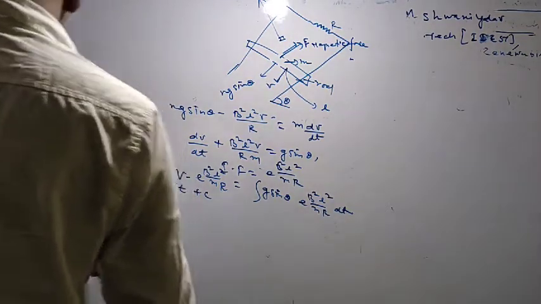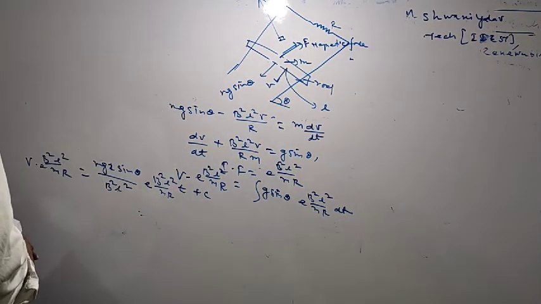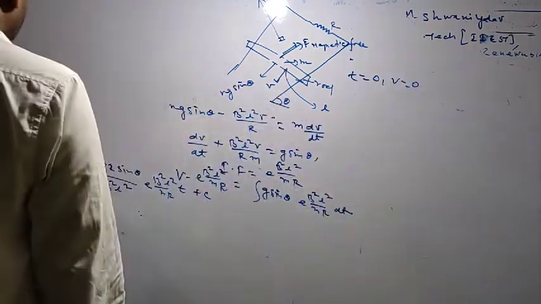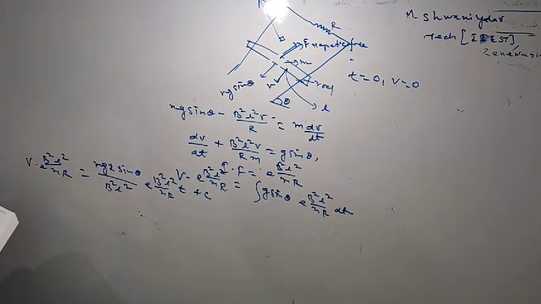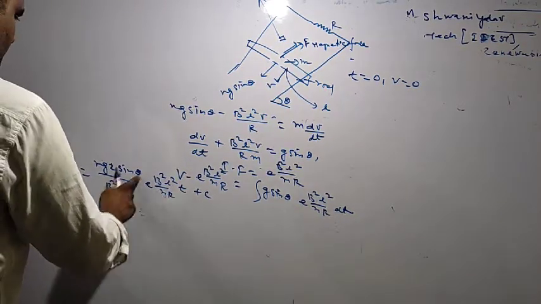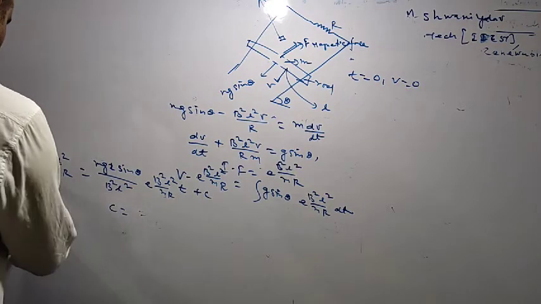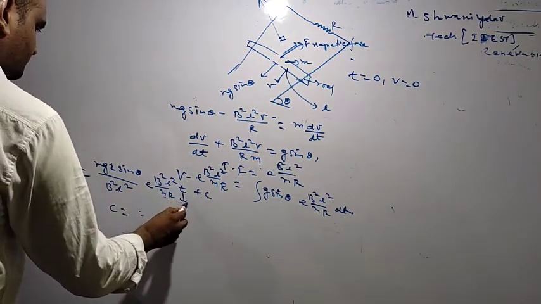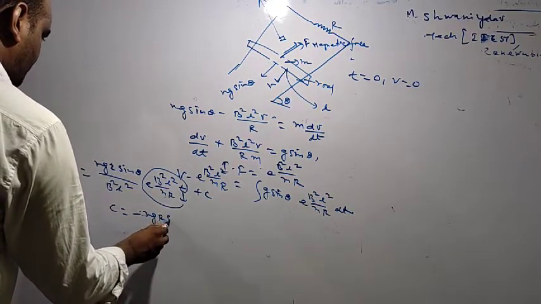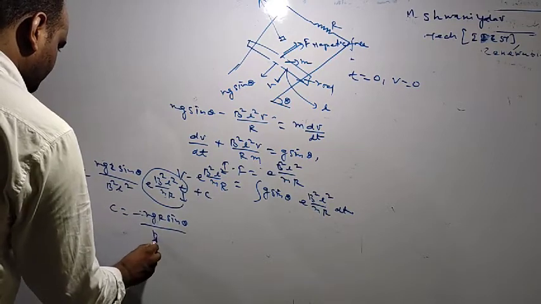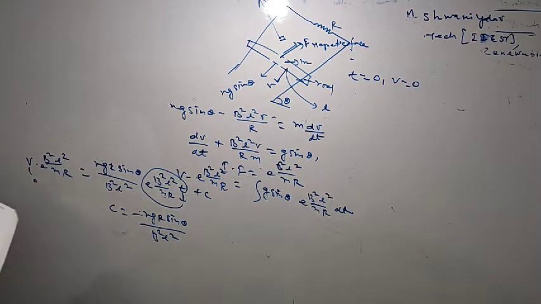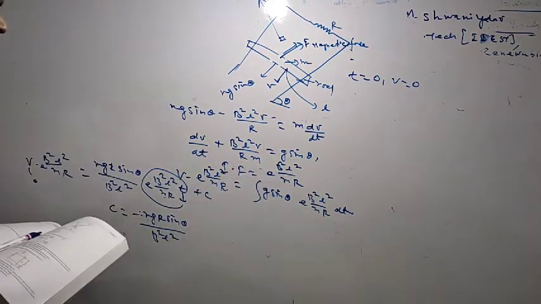Initially, at the boundary condition, t is equal to 0, v is equal to 0. We put this in, and the exponential becomes e to the power 0, which is 1. Then c is equal to minus mgR sin theta over B square L square. So you have found this constant quantity. Now just put this value, and now you have the answer.